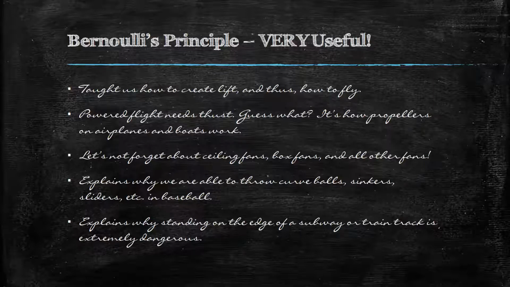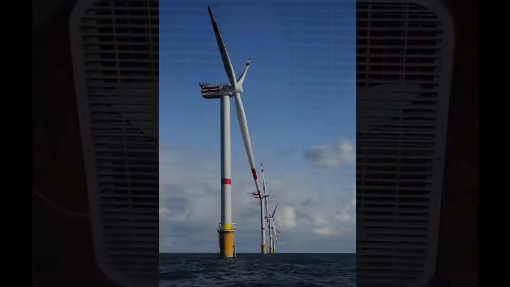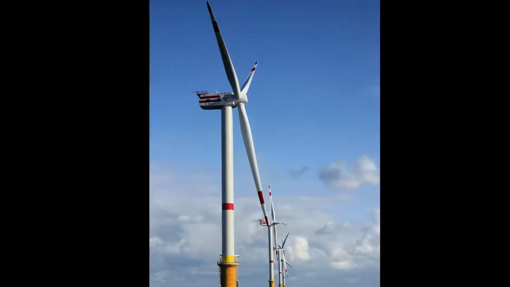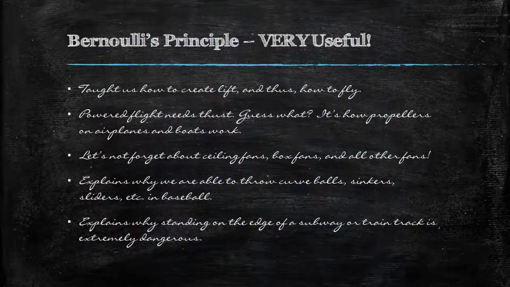Powered flight has allowed us to travel around the world faster than ever. That's very useful. Oh, powered flight requires power, right? Bernoulli's principle is also how propellers on boats and airplanes generate thrust. Propellers are miniature wings that provide horizontal lift instead of vertical lift. Of course, ceiling fans, box fans, and basically every other kind of fan out there are a kind of propeller whose ability to function is explained by Bernoulli's principle.